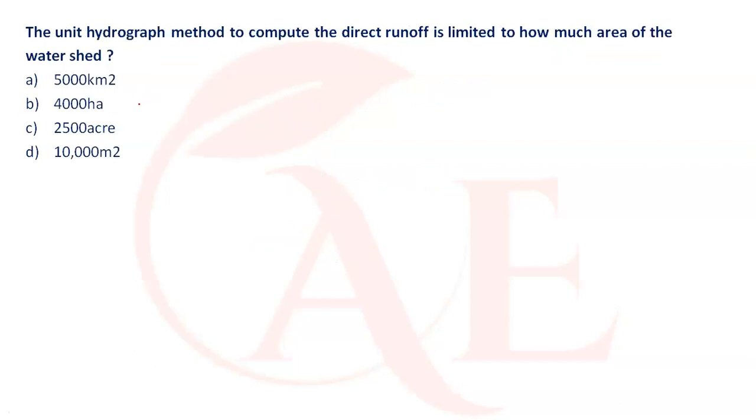Next question. The unit hydrograph method to compute the direct runoff is limited to how much area of the watershed? It is 5000 kilometer square, so option A is the correct answer. This is the unit hydrograph for estimating floods in an area of 5000 kilometer square. Okay, next question.